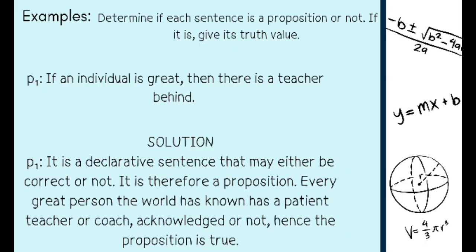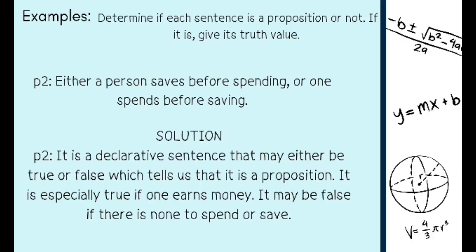P1: If an individual is great, then there is a teacher behind. It is a declarative sentence that may either be correct or not. It is therefore a proposition. Every great person that the world has known had a parent, teacher, or coach, acknowledged or not, hence the proposition is true.